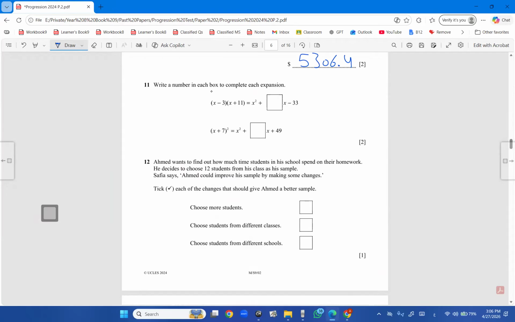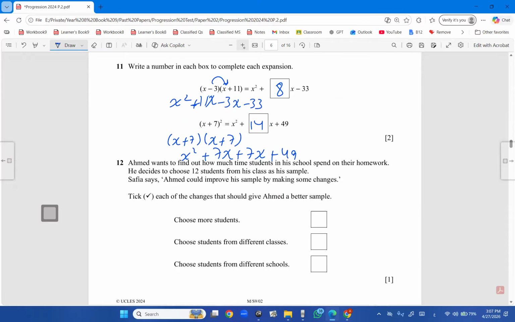Here, write a number in each box to complete each expansion. I know that first by first is x squared, first by second is 11x, then second by first is negative 3x, then second by second is negative 33. Simplifying the x's, 11x minus 3x gives you 8x. The other one, x plus 7 multiplied by x plus 7, gives you x squared plus 7x plus 7x plus 49. 7x and 7x is 14x.